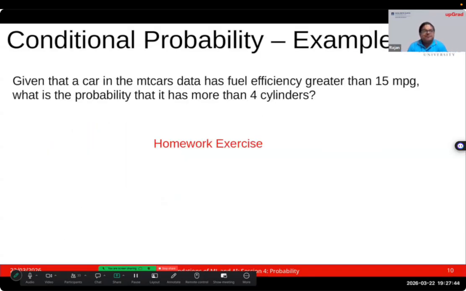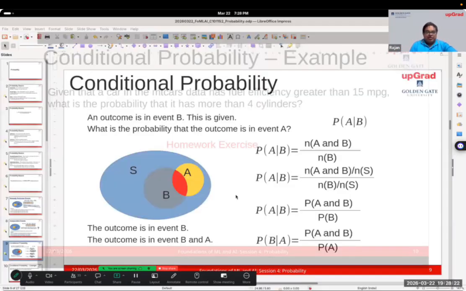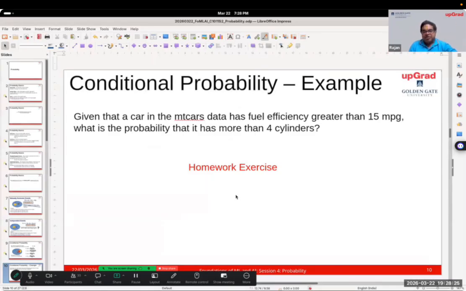Okay, straight away, we have come to this question. I'm going to leave it as an exercise for you. Try it out. It might be fairly easy. Given that a car in the mtcars data that I showed earlier yesterday has a fuel efficiency greater than 15 miles per gallon, find the probability that it has more than 4 cylinders. Maybe I'll solve it for you so that you get an idea of what this conditional probability is all about. So let me go here.